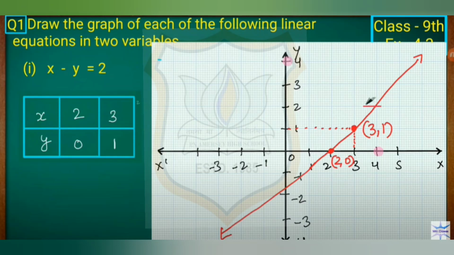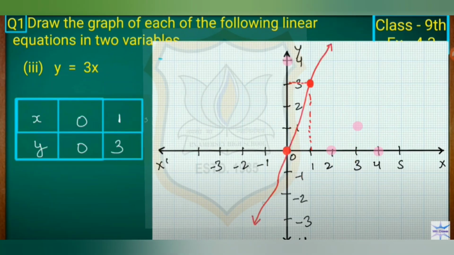First point 2 comma 0. Here I have plotted 2 comma 0, and the next point is 3 comma 1. Here I have plotted 3 comma 1. Now I have to join these 2 points, so I make a line. This line shows the equation x minus y equals 2. In the same way we can do another example also. Let's see.